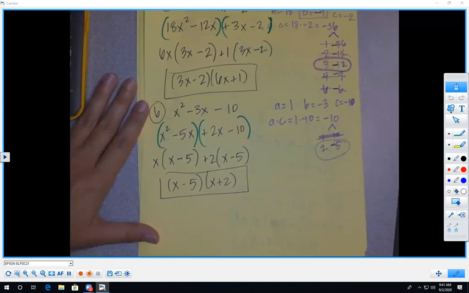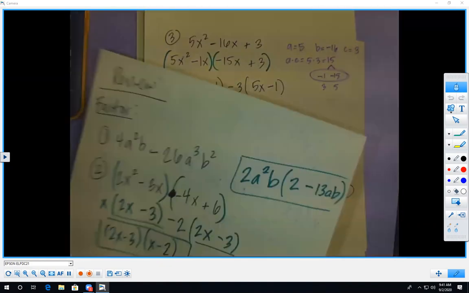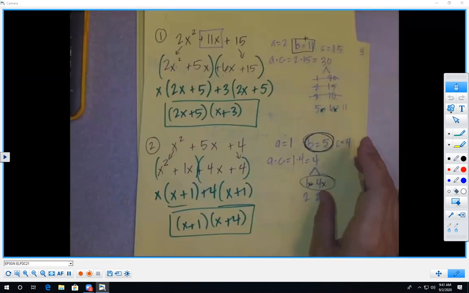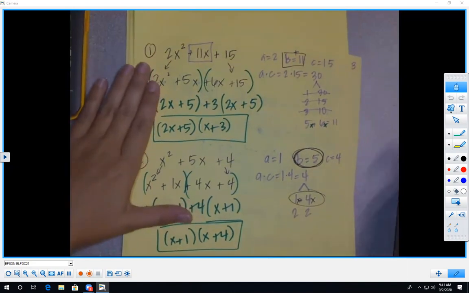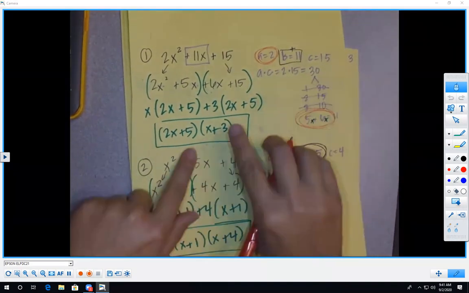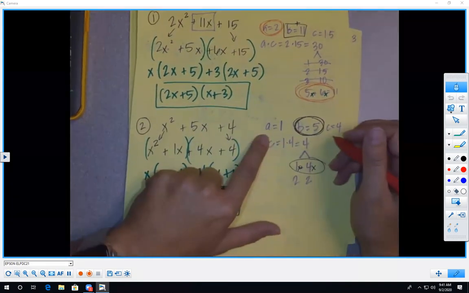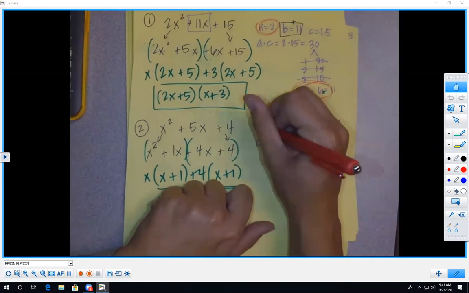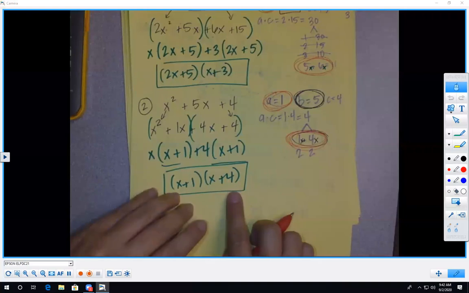Okay, I'm going to show you a shortcut now. There are some problems that you can do a shortcut on. So let's kind of figure out what those problems are first. If you'll look back through the problems, let me get another color so I can circle it. For problem number 1, what was our A value? 2. Our numbers were 5x and 6x. Do you see that in your answer at all? Not really. Okay, look at number 2. What's our A value? 1. Our two numbers we put in were 1 and 4. Do you see that in your answer? Yeah, it's right there, 1 and 4.